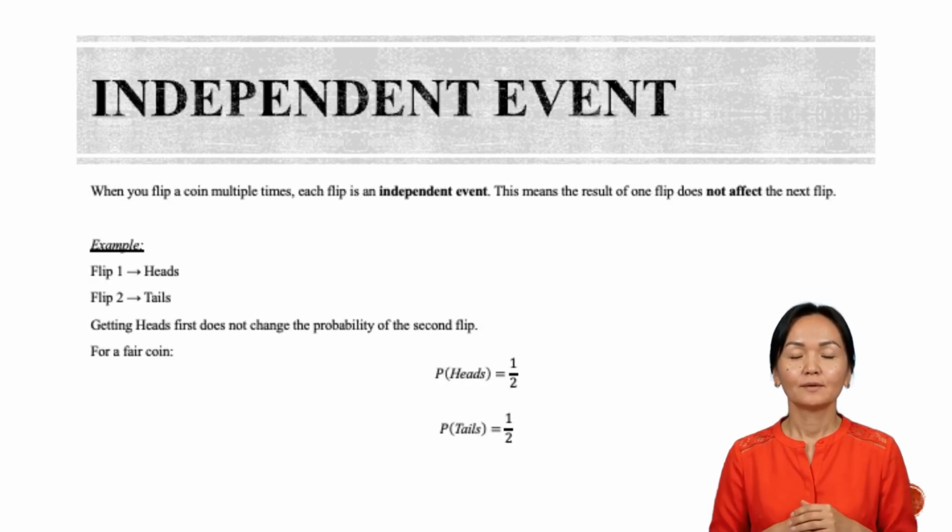To understand independent events better, let's consider a classic example, flipping a coin multiple times. Each coin flip is an independent event. This means the result of one flip does not affect the result of the next flip. If you flip a coin and get heads on the first flip, that doesn't change the probability of getting heads on the second flip. For a fair coin, the probability of getting heads is always 1/2, and the probability of getting tails is also 1/2, regardless of what happened on previous flips.